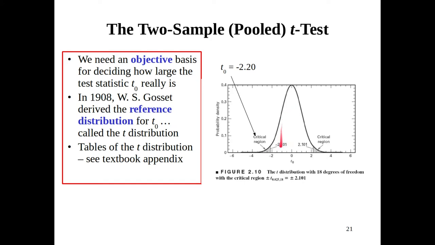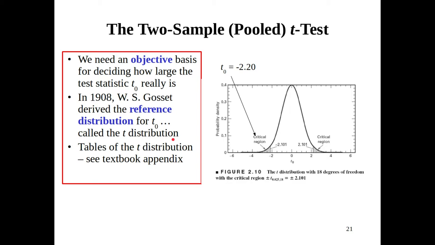If the value of t0 in this area is common, the value of t0 in this area is not common, right? And our reference t value at 0.025 is minus 2.101 and plus 2.101, and our value is minus 2.2, so it's definitely beyond the t reference value. So we need an objective basis for deciding how large the test statistic t0 really is. In 1908, Mr. W.S. Gossett derived the reference distribution for t0 called the t distribution.